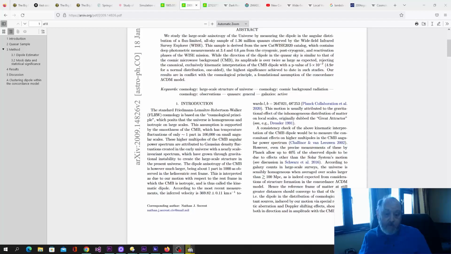According to the most recent measurements, the inferred velocity is 369.82 plus or minus 0.11 kilometers per second towards particular galactic coordinates, l and b. This motion is usually attributed to the gravitational effect of the inhomogeneous distribution of matter on local scales, originally dubbed the Great Attractor.